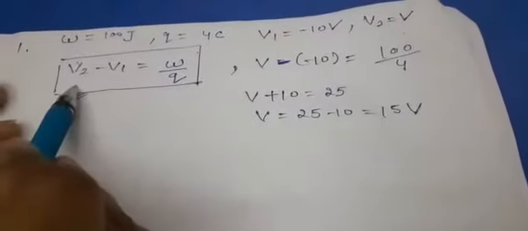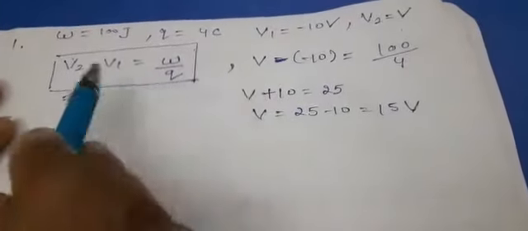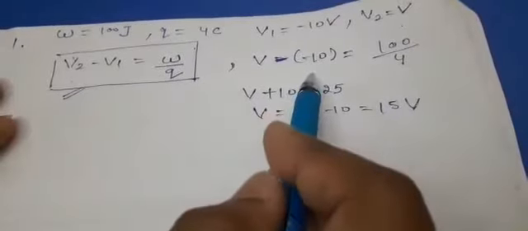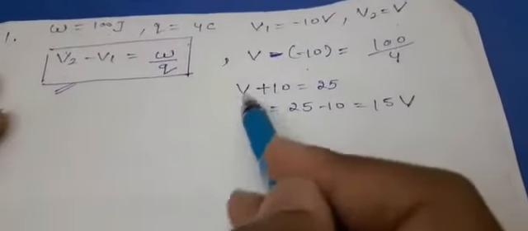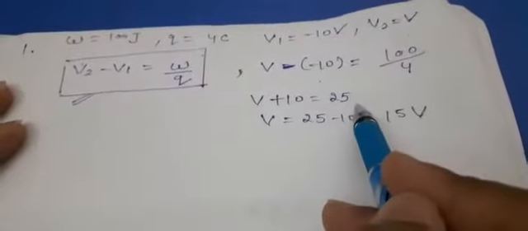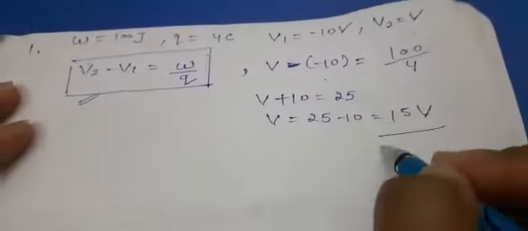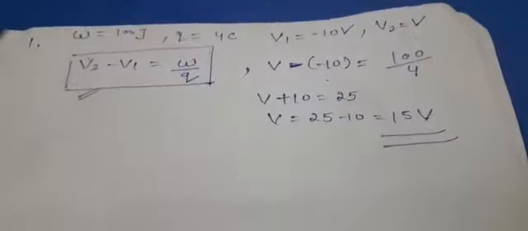Now V2, that is the value you have to calculate. V1 is the initial value given. Work done 100, charge 4. So you get V plus 10 equal to 25. So V will be 15 volt. This will be the answer.